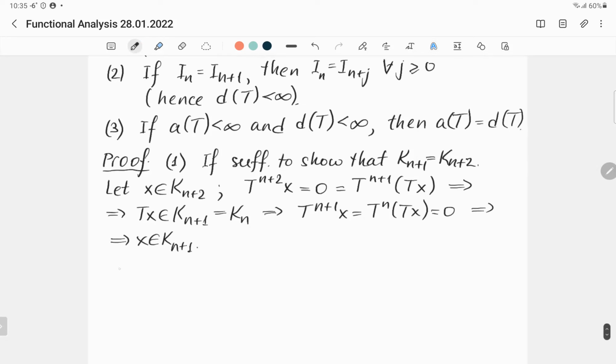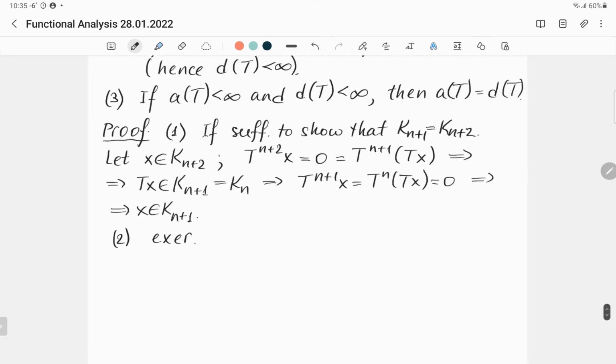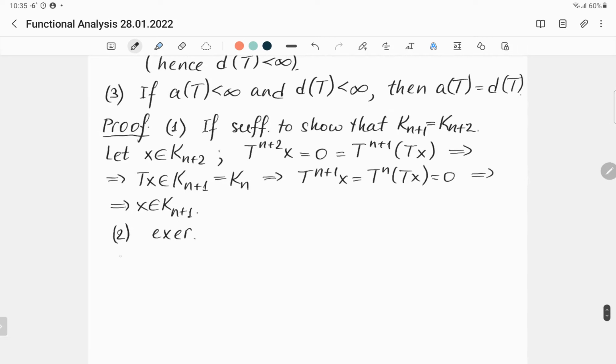Part 2 is very simple. It's similar to part 1. So this is an exercise for you. This is also very easy. And to prove part 3, I'll actually prove only half of part 3. So let's show that, for example, A of T is less than or equal to D of T. And the proof of the opposite inequality is similar.